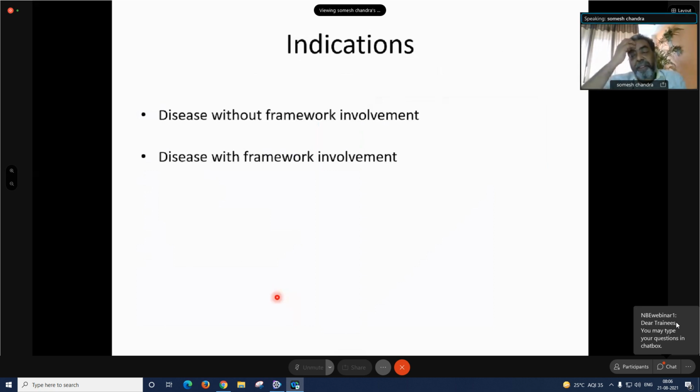So, what are the indications? Having understood the basic mechanism and the structural requirements of which areas are involved and which are not, how do we come to choosing patients for voice preserving laryngectomy? We have disease without framework involvement and disease with framework involvement. This is an early disease and this is a moderately advanced disease. Diseases which are outside the framework are an extremely advanced set of diseases, and they are generally not amenable to a voice preserving laryngectomy.